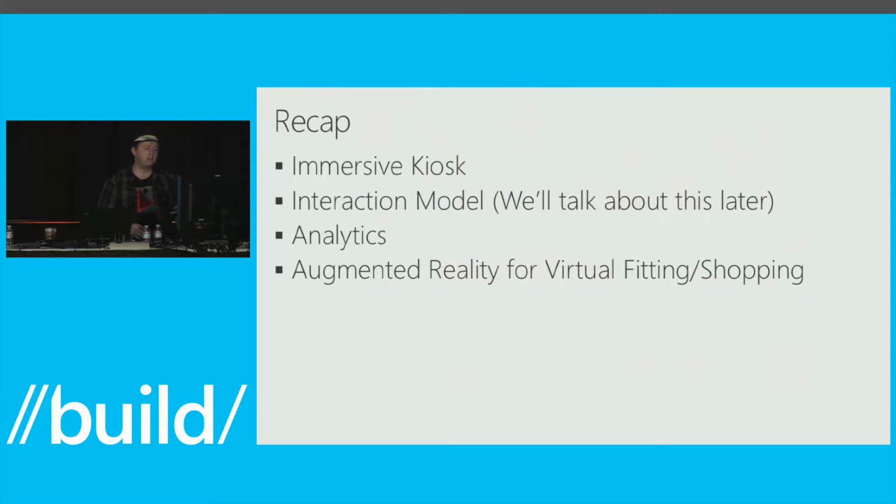So quick recap. There we saw an immersive kiosk. We saw the interaction model. We'll talk about this in much more detail later. Analytics was actually going on in the background. So the store knows, hey, it was a woman who came up. She worked in front of it for this long. These are the different clothes that they tried out. This was the path that they took through it. And it was a good example of augmented reality with virtual fitting for shopping.